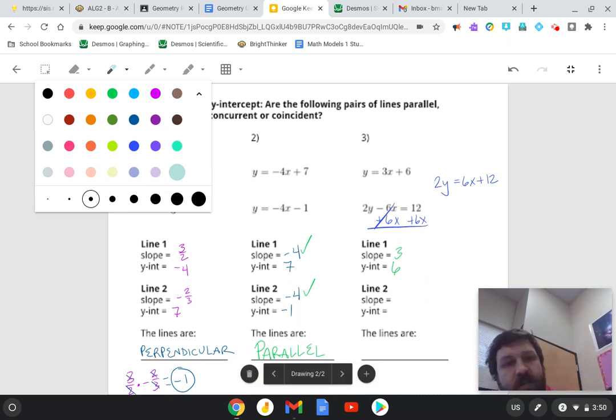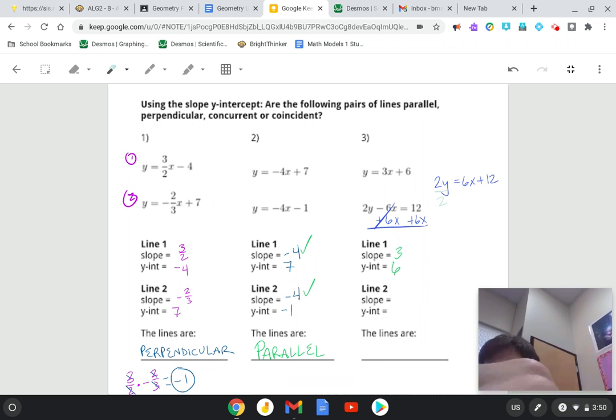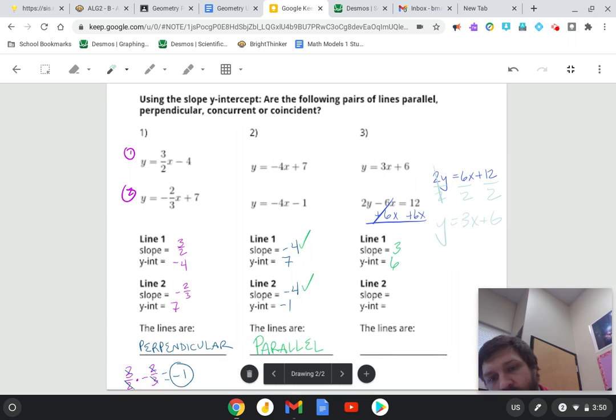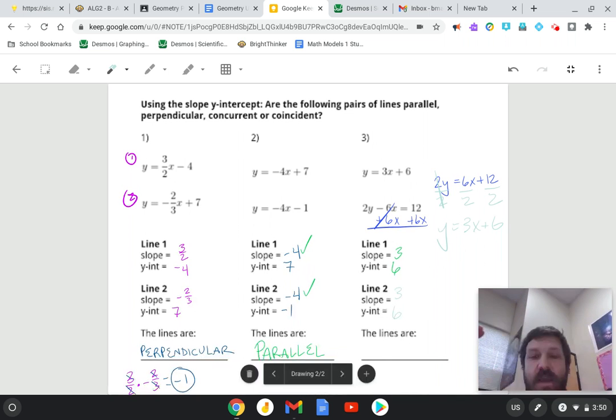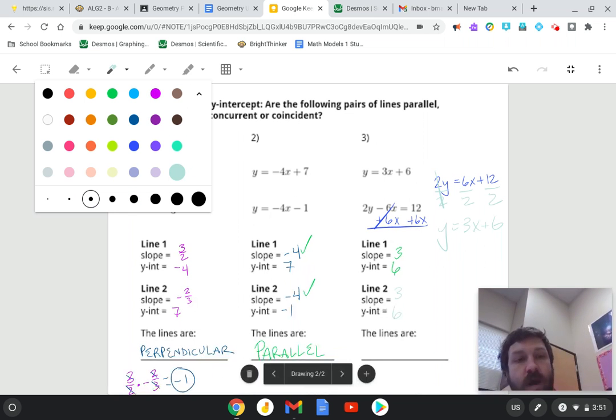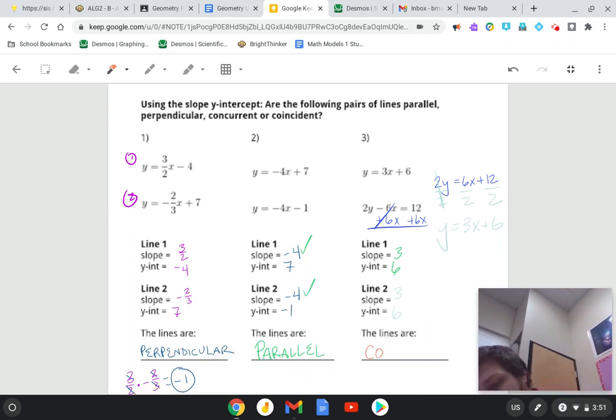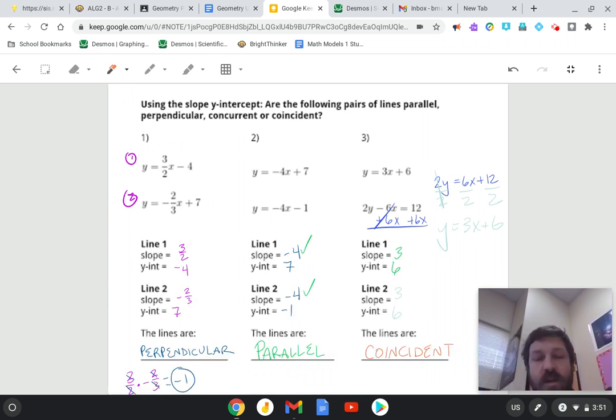I'm going to divide both sides by 2. I get y equals 3x plus 6. The slope of line 2 is 3 and the y-intercept is 6. So you can see they have the same slope, same y-intercept. I won't make us go back and look at the notes, but we do know that the answer is the lines are coincident. You need to go look at that again. That's fine. Make sure you have that ready.